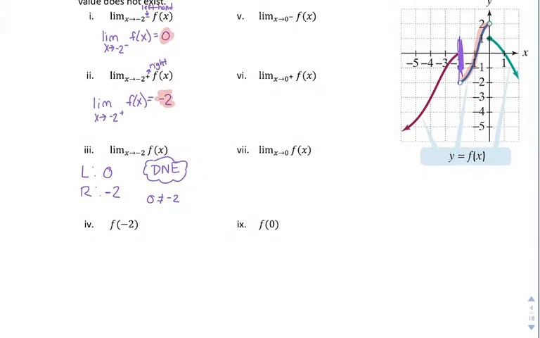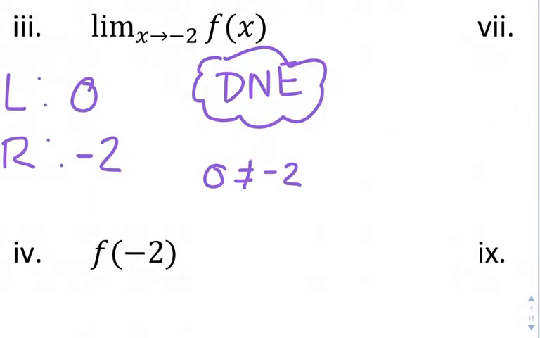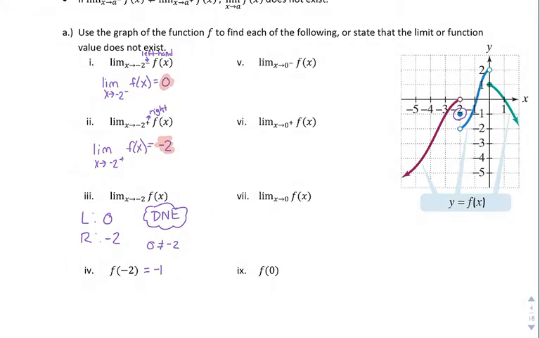So let's take a look at the next one. So when it says f of -2, it means the actual value of it. So you're looking at a closed circle on -2, which is here. So my y value is -1. So that's how you do left and right hand limits, and then look at it overall. So let's try a few more then.